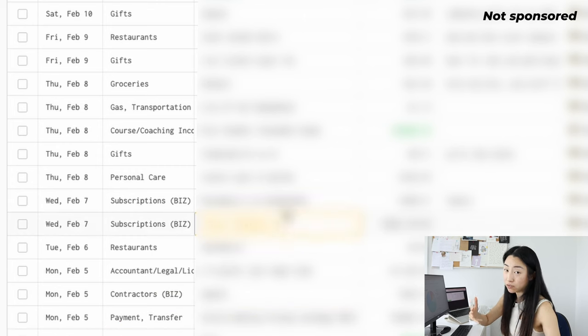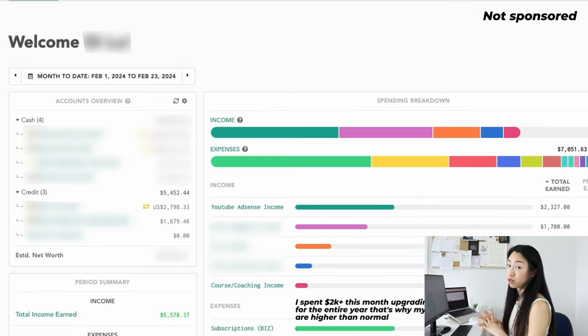It links with your bank account, and this has been amazing for tracking my income, both personal and business income, and also expenses as well.